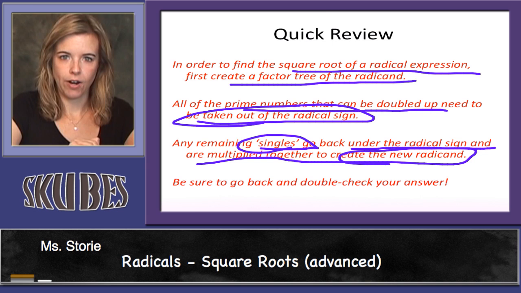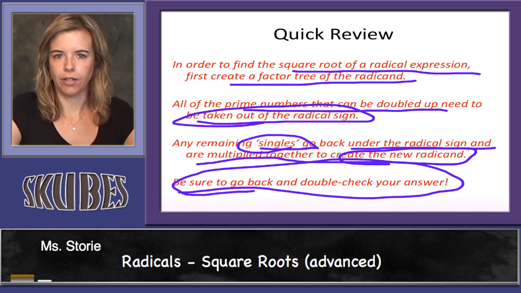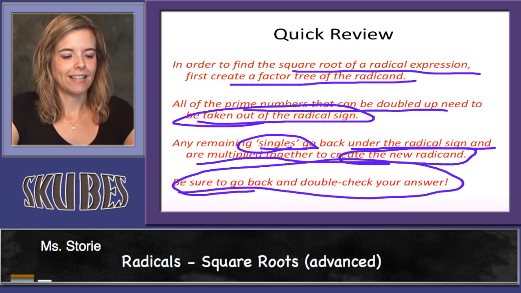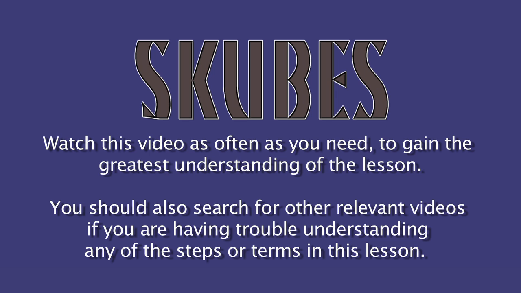It works the same way for your exponents as well. Pull them out in pairs. Anyone not paired up goes back underneath. And be sure to go back and double check your answer like we did every time here too. That's it for our lesson on radical square roots, a more advanced look.